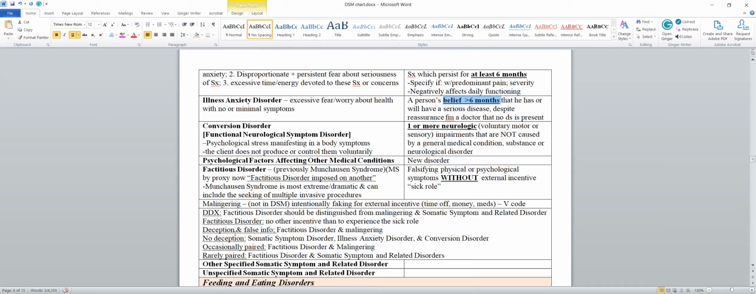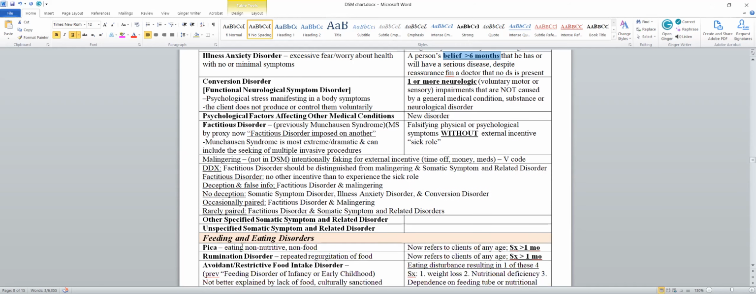Both factitious disorder and malingering are false and deceptive, but there is no deception with somatic symptom disorder, illness anxiety disorder, or conversion disorder. What's occasionally paired together, though, are the two deceptive roles, factitious disorder and malingering. And what is rarely paired is factitious disorder and the other somatic symptom and related disorders.